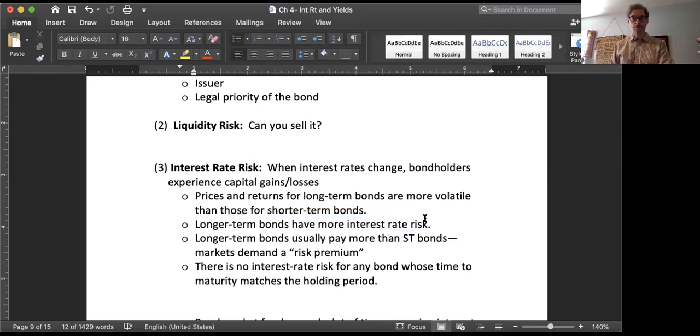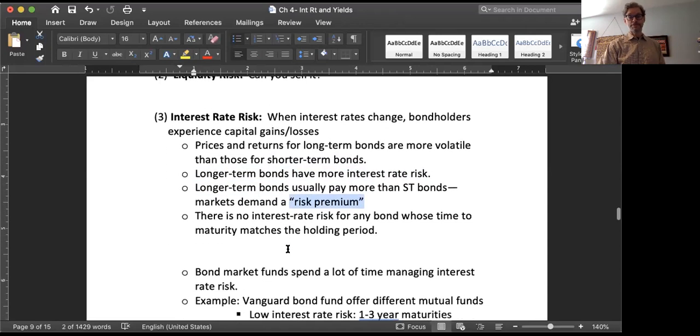Longer-term bonds have more interest rate risk. As we're going to talk about here in a moment, this is one of the reasons why longer-term bonds usually pay higher interest rates than short-term bonds, because they are risky, right? So we know that one of the fundamental concepts of finance is risk and return. Higher risk, you demand a higher return. Well, long-term bonds are higher risk than short-term bonds, and so long-term bonds typically pay a higher interest rate than short-term bonds. It is a risk premium, right? There's a risk premium to get people to hold long-term bonds. You have to pay them a little bit higher interest rate.